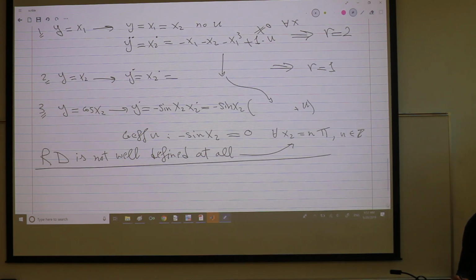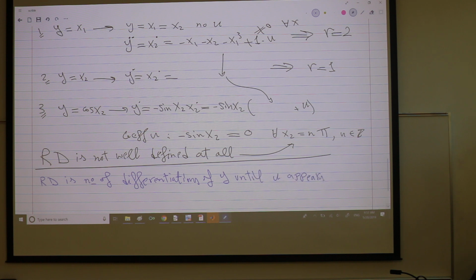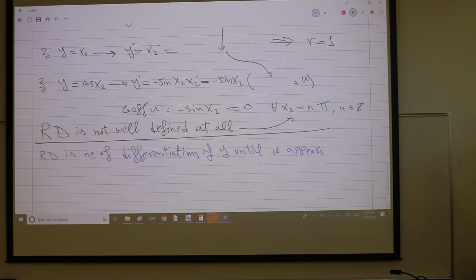So some conclusions about the relative degree. The relative degree is the number of differentiations, right? You keep differentiating your output until what happens? U appears, right? With a coefficient that doesn't vanish in a neighborhood of the point. Obviously, the relative degree depends on the choice of the output, right?